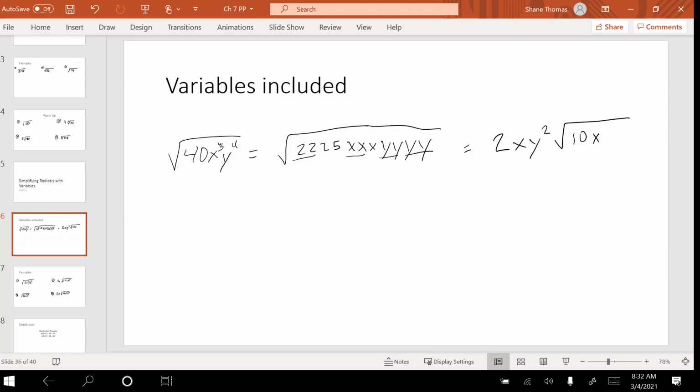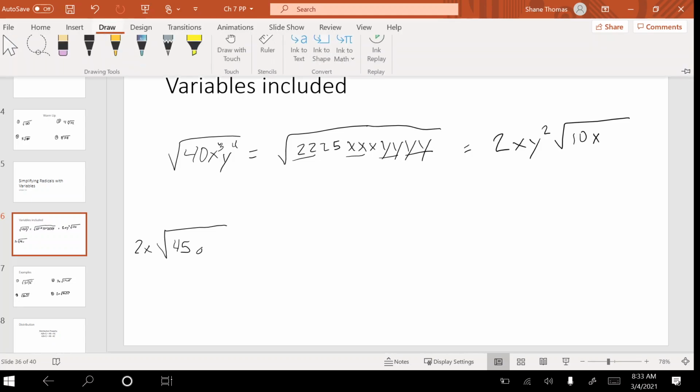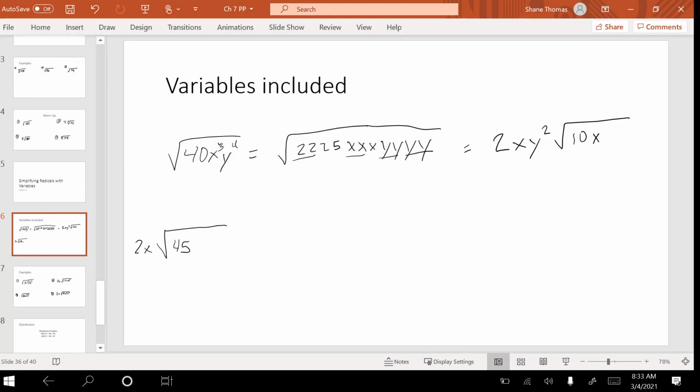Let's go. We'll do one more together, then I'll set you loose. Well, let's do 7 times the square root of 45 x to the 7th and y to the 5th.